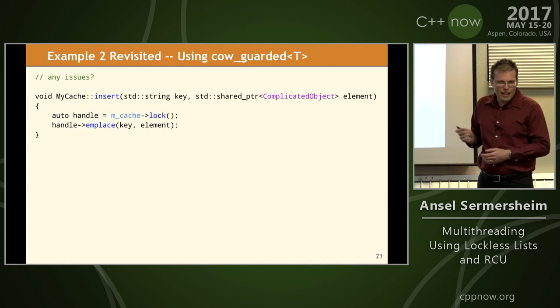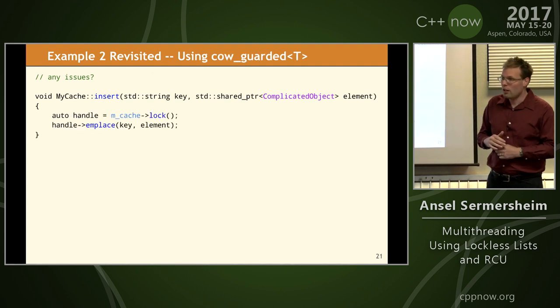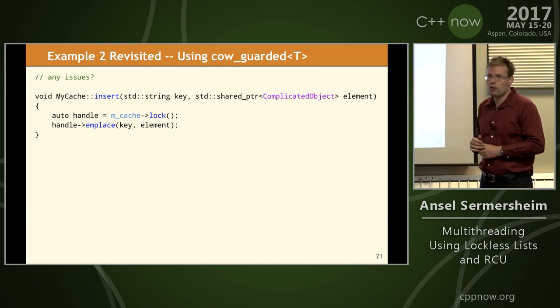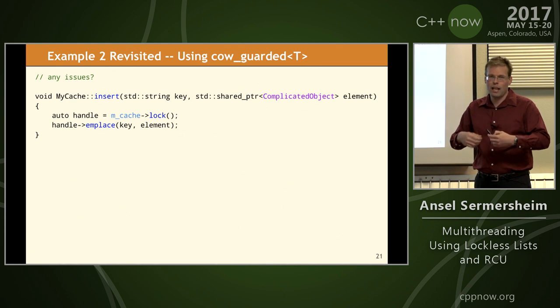And then in the copy-on-write guarded system, we go back to something that looks very much like the shared guarded model. One difference is that, because of the nature of the copy-on-write system, we can also add a rollback operation. So the writer of the data can at any point say, I actually changed my mind, let me discard all the changes to the data and just unlock the system.